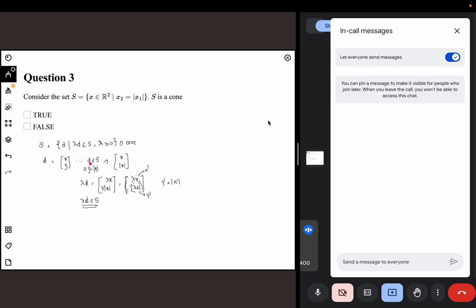So I've taken some arbitrary vector belonging to the particular set and I've scaled it with lambda, and I got to the conclusion that the scaled vector also belongs to the same set. And this is true as long as lambda is greater than or equal to 0. That is the constraint that we have. That is how we define the cone. So S is a cone. Are there any questions?